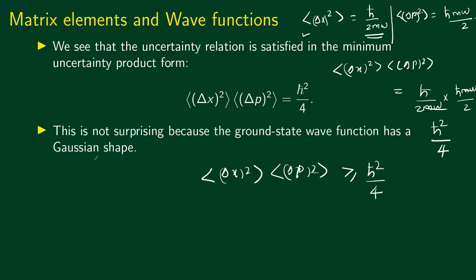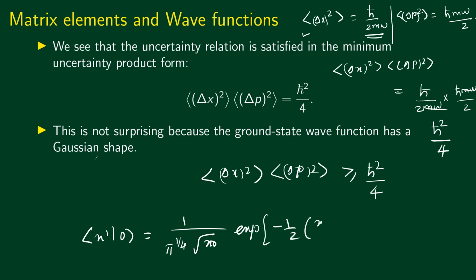This is not surprising because we had the ground state wave function, bra x prime ket 0, equal to 1 divided by pi raised to 1 by 4 square root of x0, times exponential of minus half x prime divided by x0 squared. This wave function is a Gaussian. The ground state wave function of the harmonic oscillator is a Gaussian wave function, and when we discussed Gaussian wave packets, we had already shown that it represents a minimum uncertainty state.